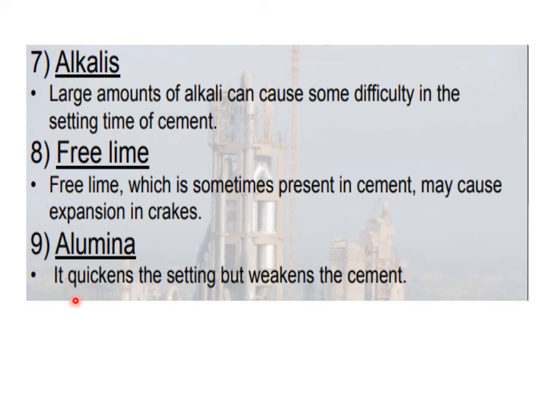See, alumina quickens the setting but weakens the cement. So if you are using a very high amount of alumina, then cement sets very quickly, but it decreases the compressive strength. And a large amount of alkalis can cause difficulties in the setting time of cement. Okay, so it should be well within the standard limits. Even free lime can cause excess expansion and hence leads to cracks. So these are the different chemical compositions and their applications and properties.